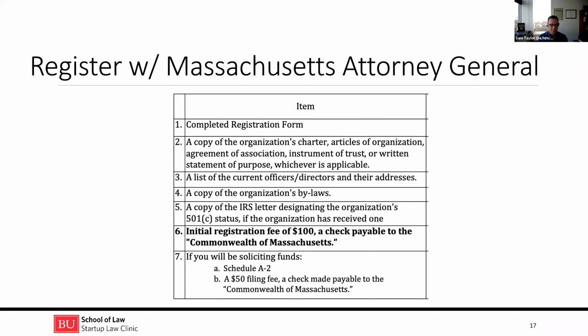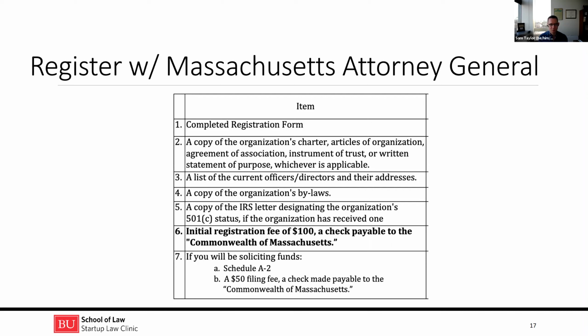the Attorney General's office. And what we've got here is a list of the documents you need to send to the Attorney General to formally register. So they have a registration form, and then you send them your articles of organization, a list of the officers and directors, a copy of your bylaws. If you have already applied for your 501c status with the IRS, you include a letter for that to show that. But if you have not applied yet, you can still register with the Attorney General's office. They will still at some point want to see confirmation that you've applied.